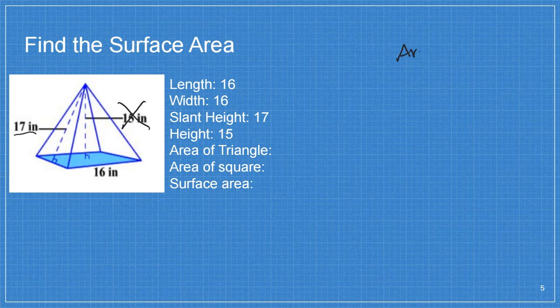Now for the area of the triangle, remember that the area of the triangle is 1/2 the base times the height. So I take the area, I have 1/2. What is my base going to be here?